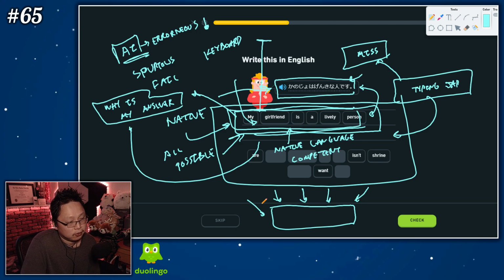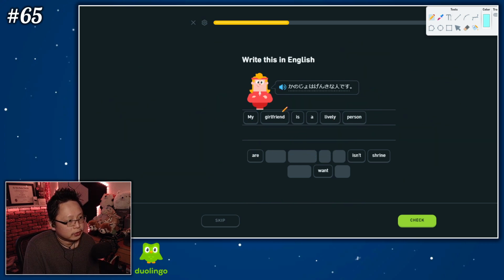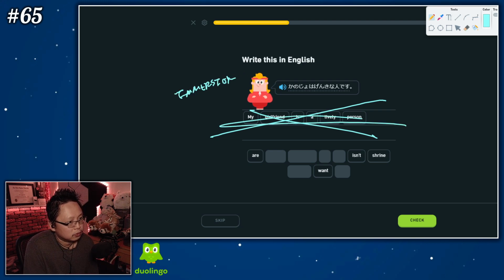Generally speaking, my girlfriend is a lively person, is kind of helpful, because you have no idea. I genuinely have no idea how to express it yet in English. And also, even worse than that, don't forget lost in translation, right? So how do you bridge this? A lot of people would say, just get rid of it altogether. And that's the school of thought for immersion, right? Don't do this at all.